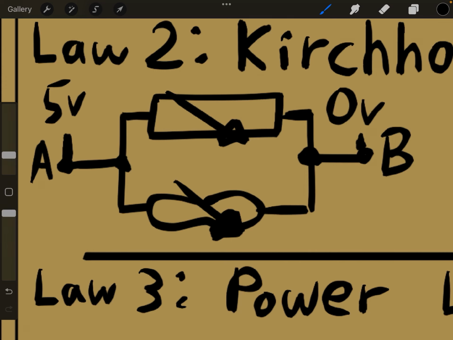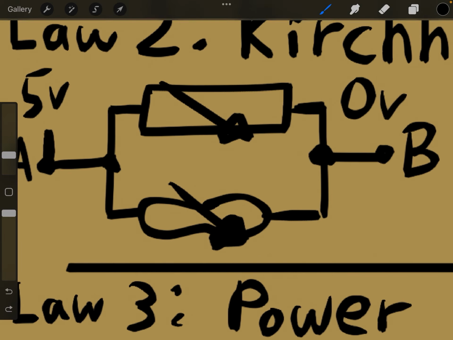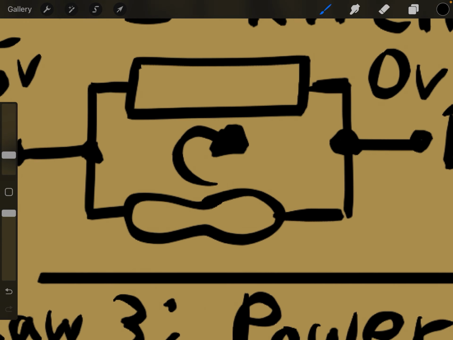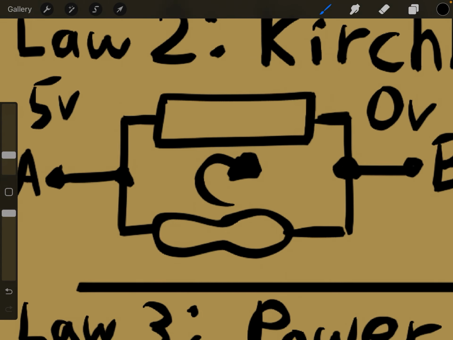And that is because the potential difference is always going to be the same here and here, no matter which path you take. Now, what Kirchhoff's voltage law states is that for any loop, if you go around clockwise and add up the voltages being lost or gained, it will always equal 0 volts. So let's look at this as an example.